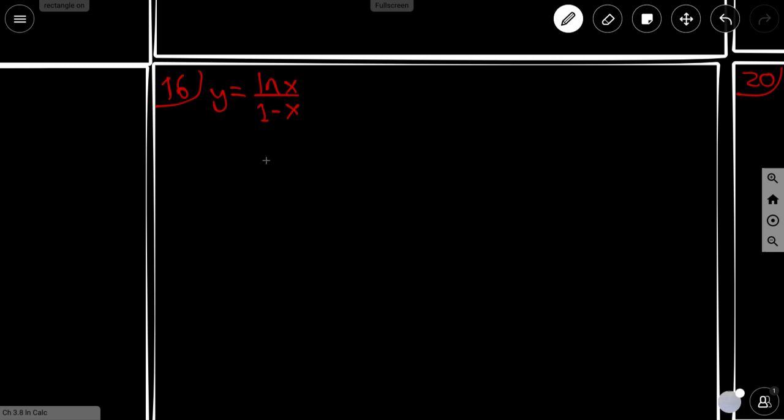All right, so for this one, we're going to go ahead and use the product rule. And I'll go ahead and draw out the product rule here. That right there is the, I meant quotient rule. Yeah, that's the quotient rule that I'm going to be applying here.